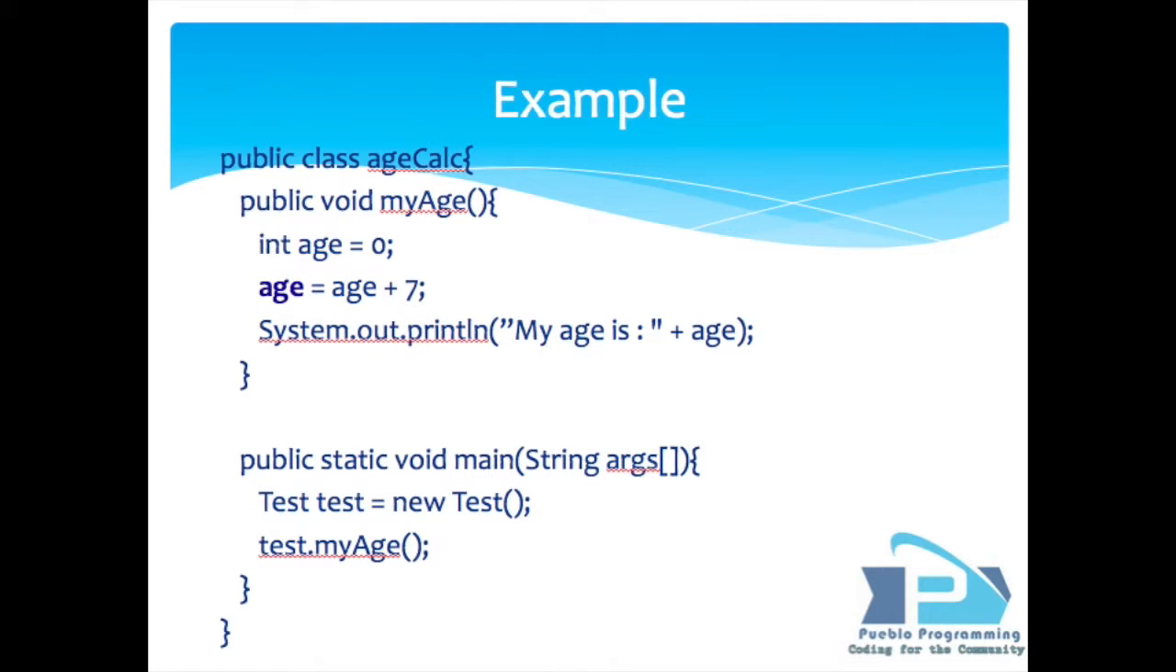Here's a good example of a local variable. If you see age in bold letters right here, it is within the public class ageCalc, and that would be an example of an instantiated local variable because you have equals whatever it is here, some value.